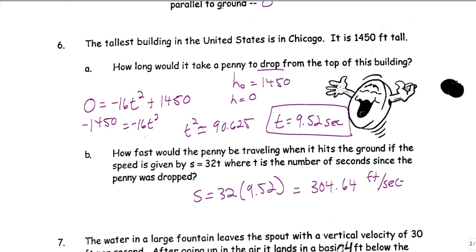Now notice how I said speed. Speed is just the magnitude. There's no negative signs in speed. If I asked for the velocity, though, velocity is given in direction and magnitude. So the velocity would technically be negative 304.64, because that would tell me that it's going down towards the ground at that point. But since I only asked for speed and I gave you an equation for it, you're good to go.